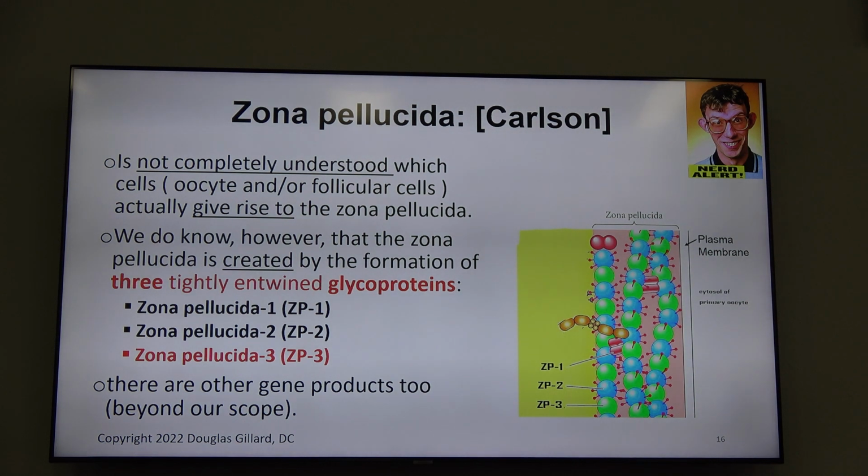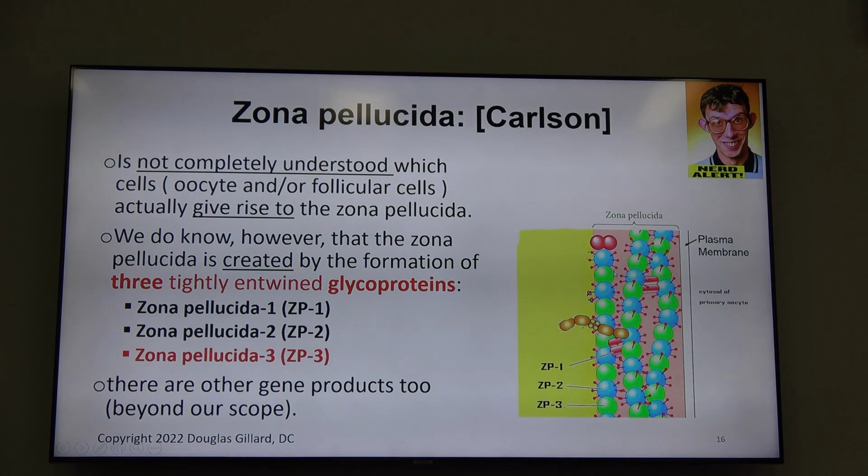So not completely understood again how this all works. I used to go into the weeds on this, but it's not in board book, so I took that all out. But we do know that there's 3 types of proteins that are created to make up this zona pellucida. And this will be one of the protective cells right here. So they form underneath that one layer of protective cells. So there's zona pellucida 1, zona pellucida 2, zona pellucida 3. So these are the 3 layers of the zona pellucida.